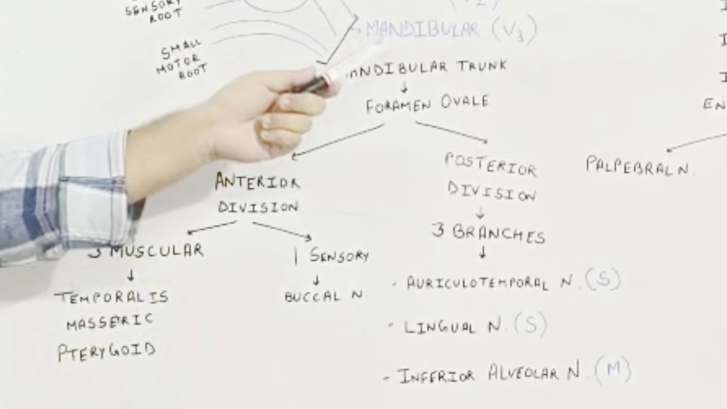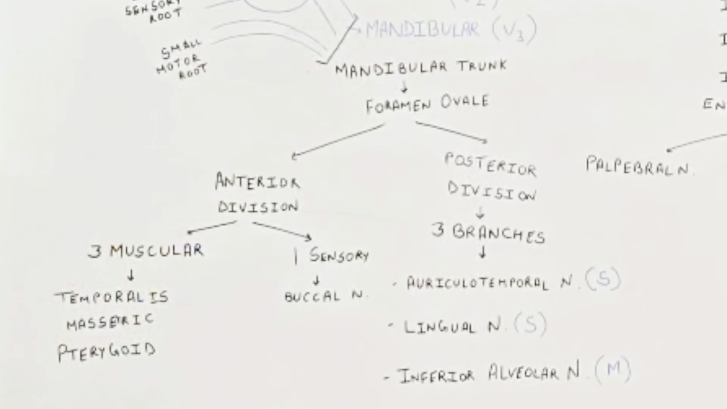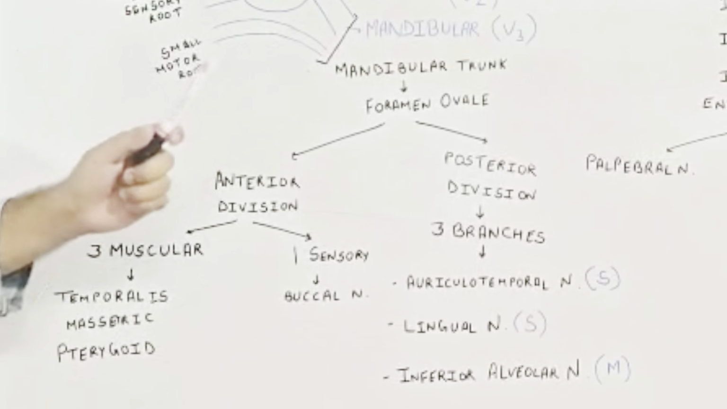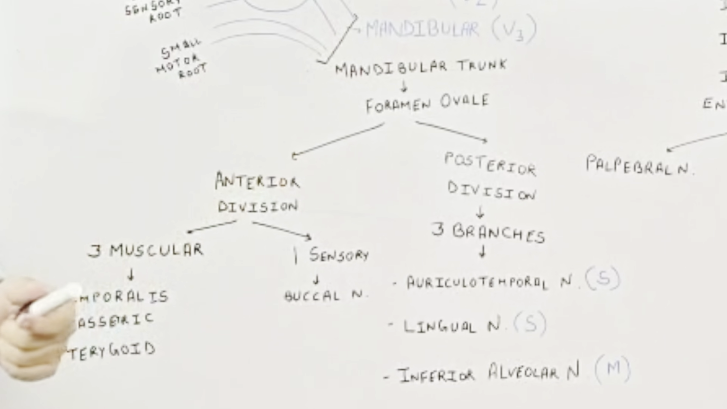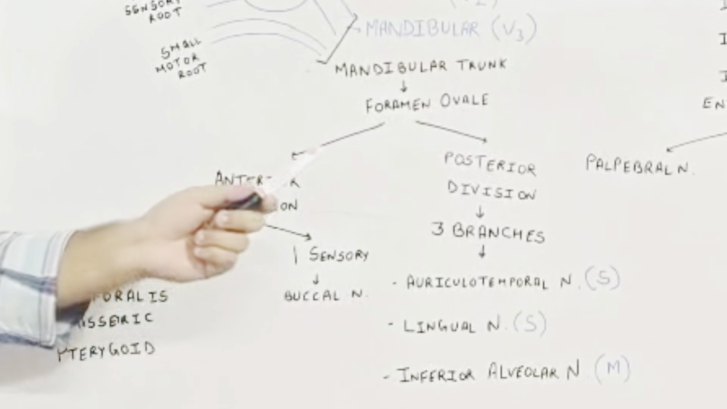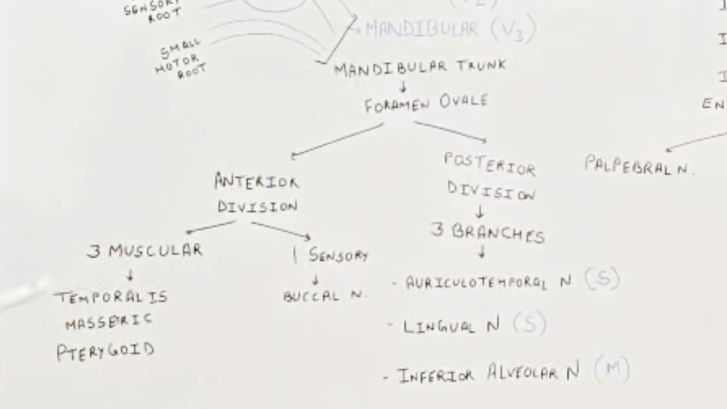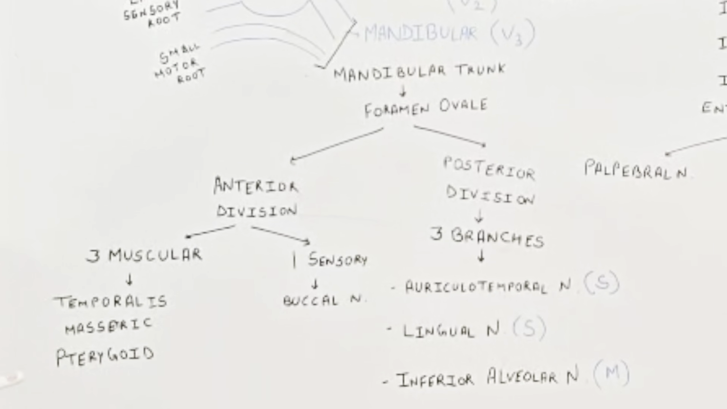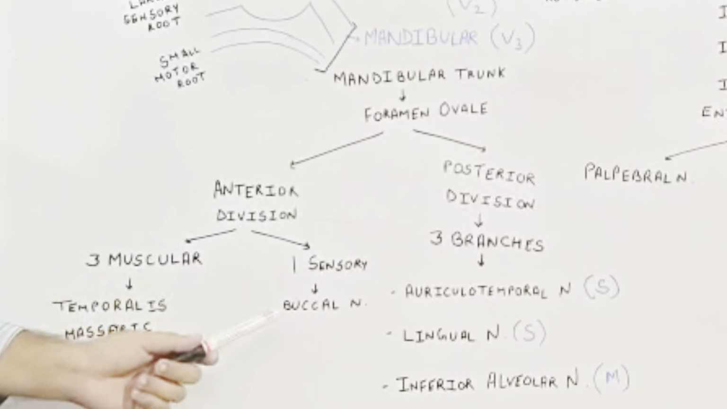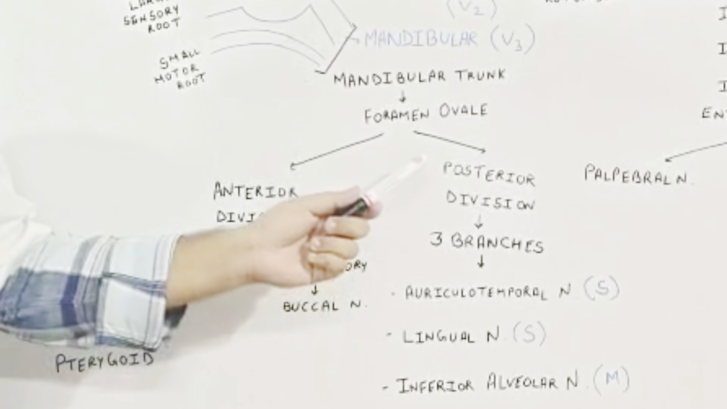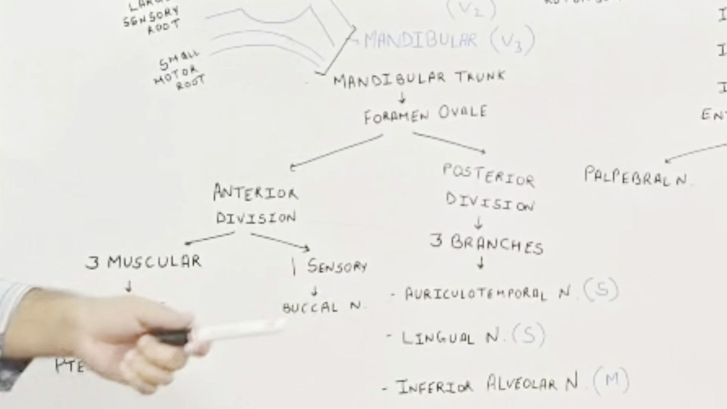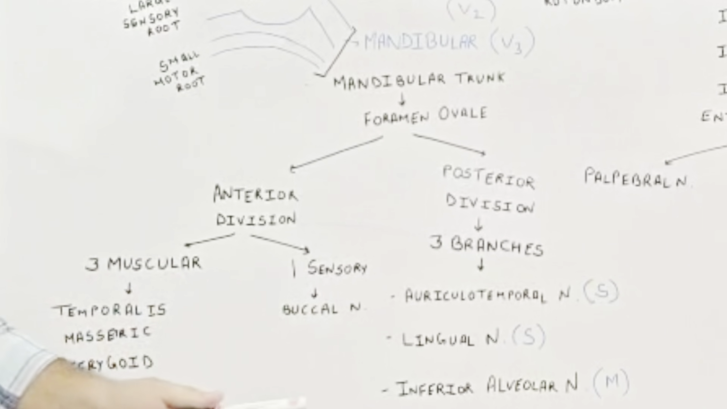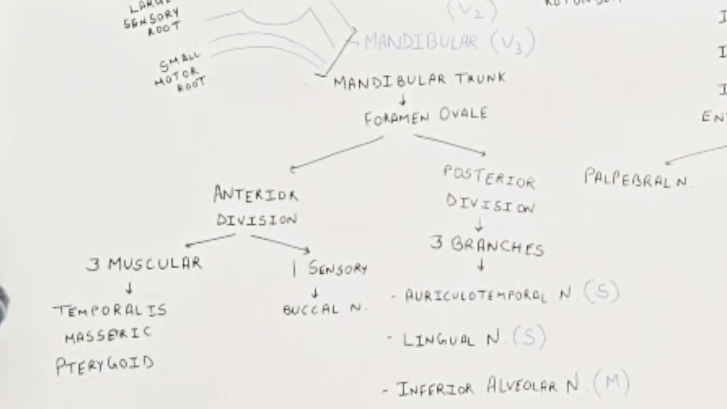Now, the third division, that is the mandibular division of the Gasserian ganglion, along with the smaller motor root, together form the mandibular trunk, and then they enter into the foramen ovale and divide into two divisions: the anterior division and the posterior division. The anterior division supplies three muscular branches to the temporalis, masseteric, and the pterygoid muscles, and one sensory to the buccal nerve. The posterior division has three branches: the auriculotemporal nerve, which is a sensory nerve; lingual nerve, that is also a sensory nerve; and the inferior alveolar nerve, that is a mixed nerve.